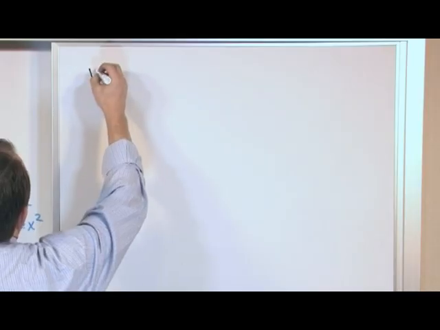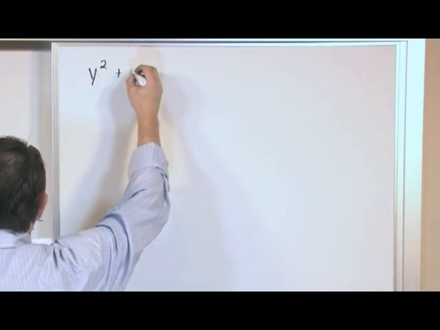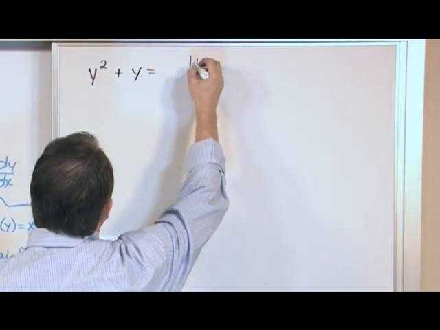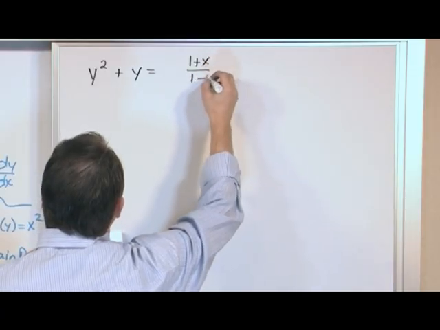What if you had y squared plus y is equal to (1 plus x) over (1 minus x).